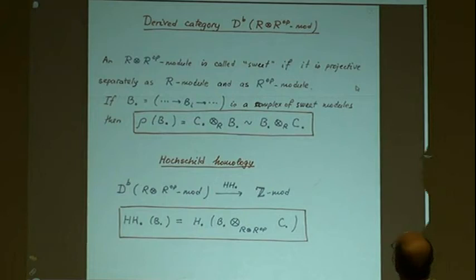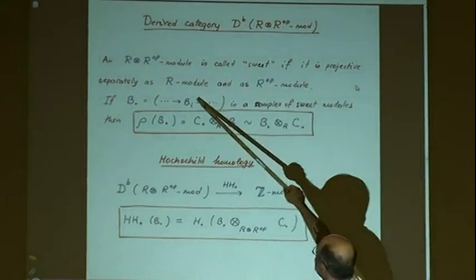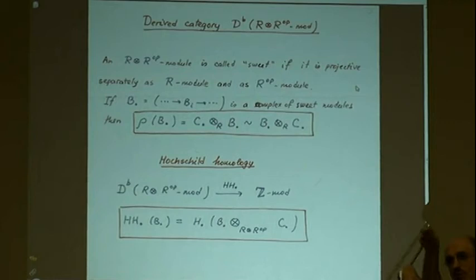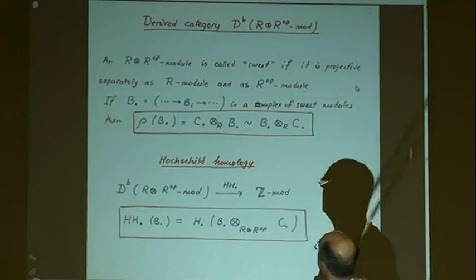If it is projective separately, as a left module or as a right module. So it may not be projective altogether. There may be a relation between R acting on the left and R acting on the right. But if you forget about one of the actions, there is no relation then. So it's projective separately, but not necessarily together.